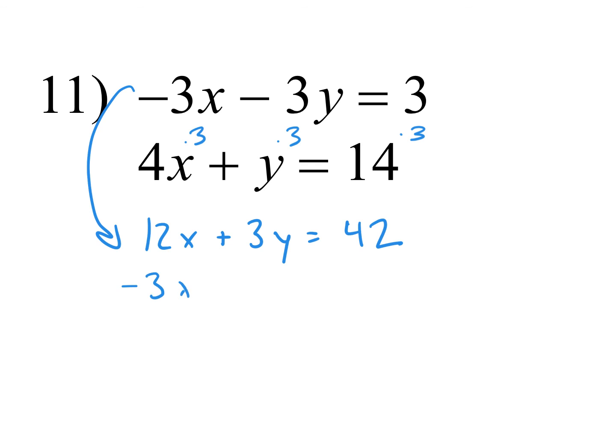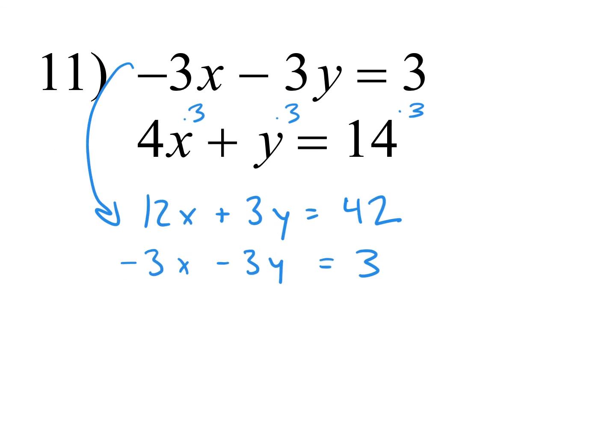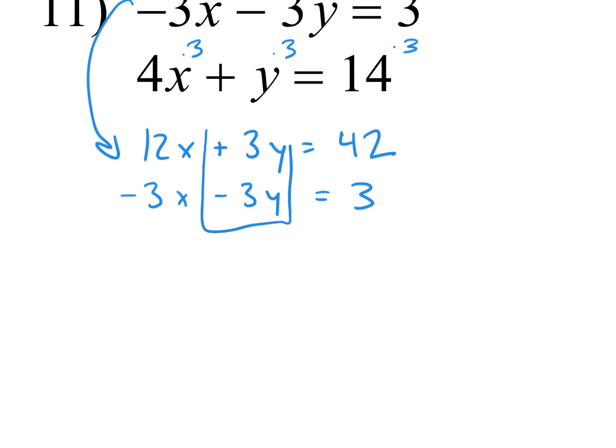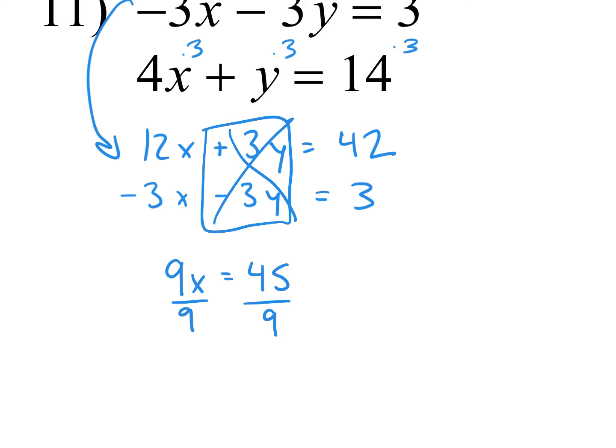I'm going to rewrite the top equation right below it. So I have negative 3x minus 3y is equal to 3. So here, perfect. My y's line up, so they're going to end up canceling. What's 12x minus 3? 9x. And what's 42 plus 3? 45. What should I do next? Divide by 9. So I have x is equal to 5.